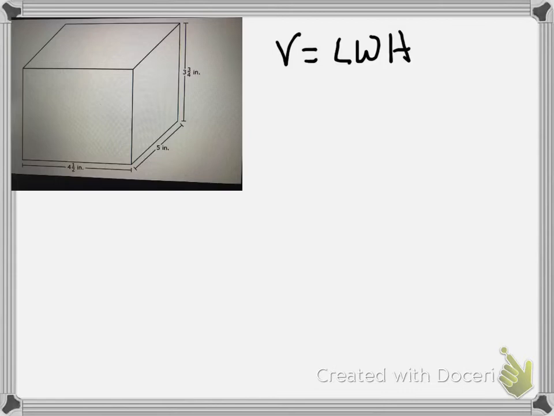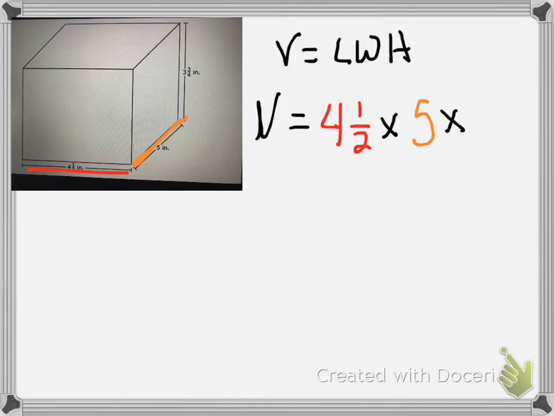measurements here. So we have our length right here is 4 1/2. And then this is going to be our volume, multiply that times the width, which is this guy right here, so that's 5, and then multiply that times the height, which is this measurement here, 3 3/4.